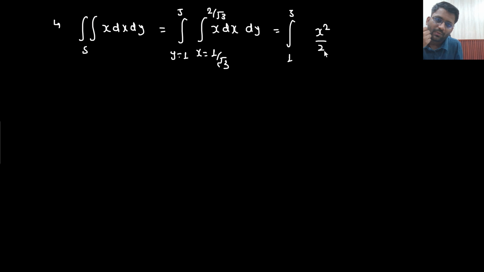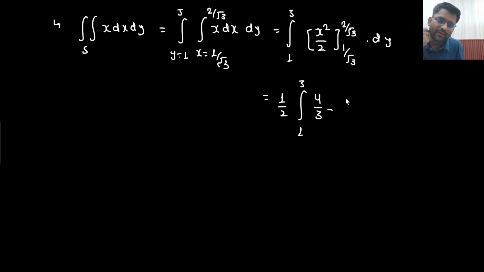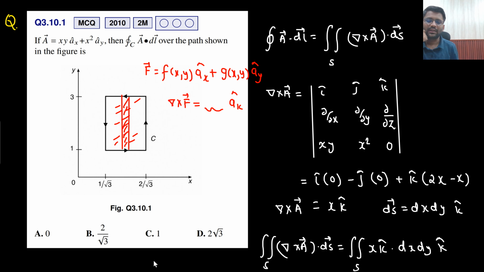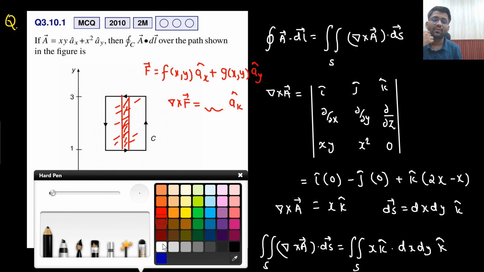This will be x square by 2, from 1 by under root 3 to 2 by under root 3, dy. So 1 by 2 comes outside. 1 to 3, that is 4 by 3 minus 1 by 3, dy. So 1 by 2 into 2. What is the answer you are getting? 1 is the answer that we are getting. So what is the answer? Answer is option C, which is 1. So very easily you will be able to get good marks in the examination.